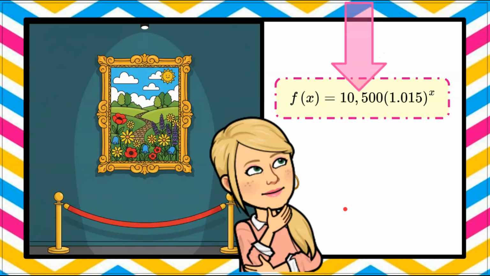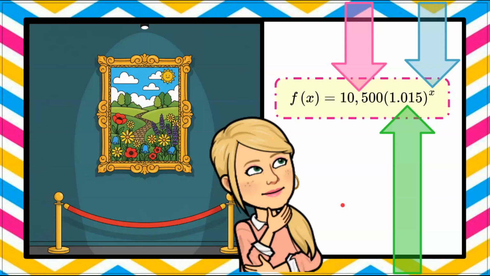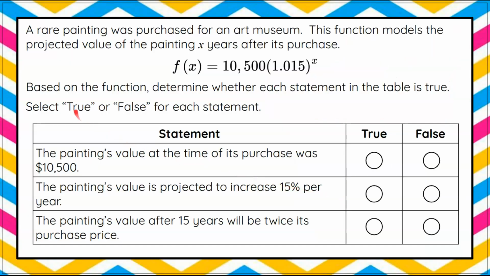It's The Magic of Math here, and today we're talking exponential appreciation, and we're going to use an exponential function to solve a problem. We're given this problem. A rare painting was purchased for an art museum. This function models the projected value of the painting x years after its purchase. f(x) is equal to 10,500 multiplied by the quantity 1.015 to an exponent of x.